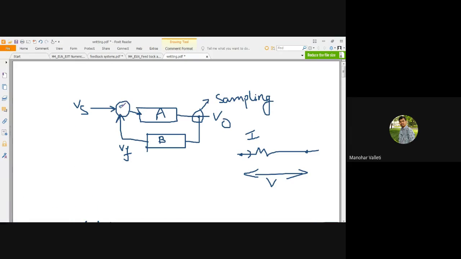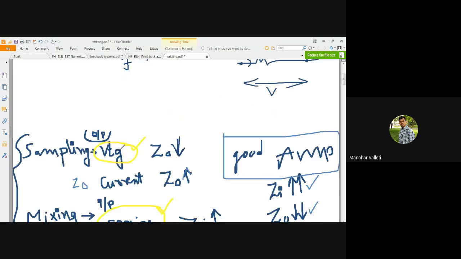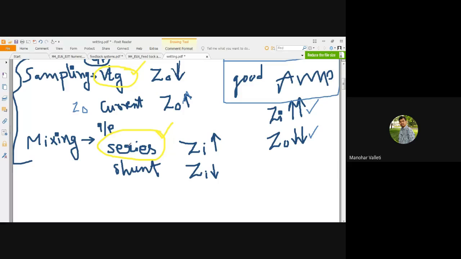So this is the mixing. Mixing means a summing circuit. The feedback signal can be mixed in series with the input or in shunt with the input. This is the mixing circuit. But mixing can be series mixing or shunt mixing.